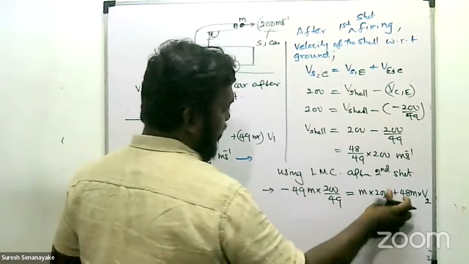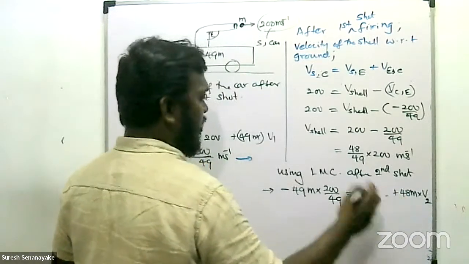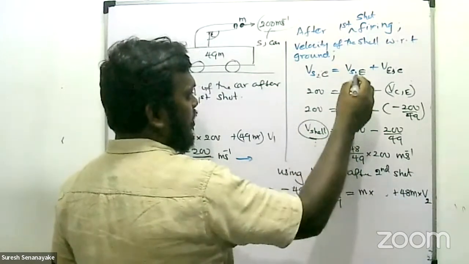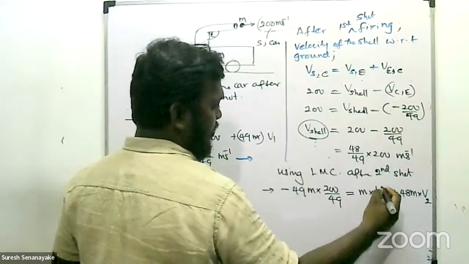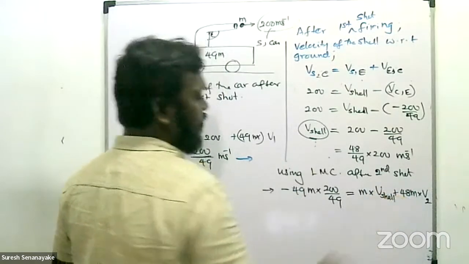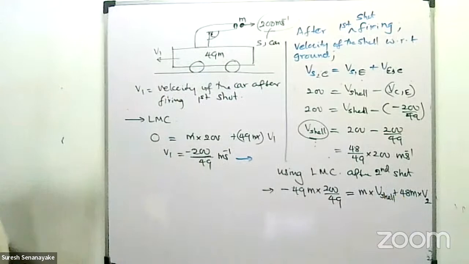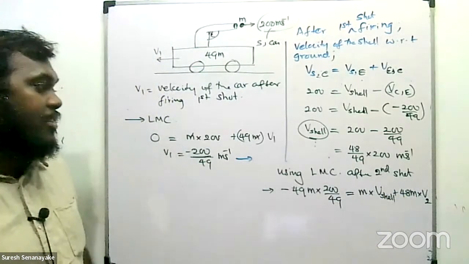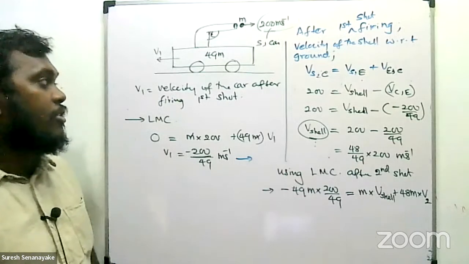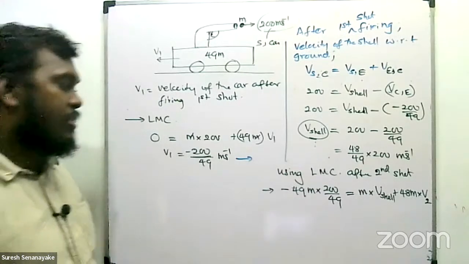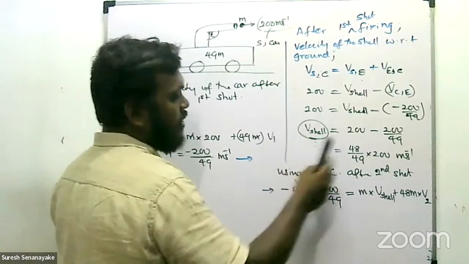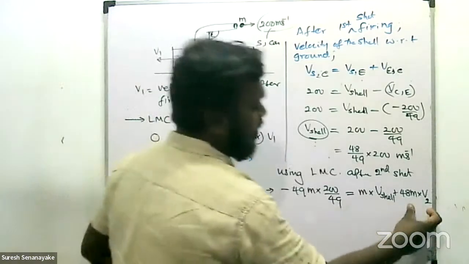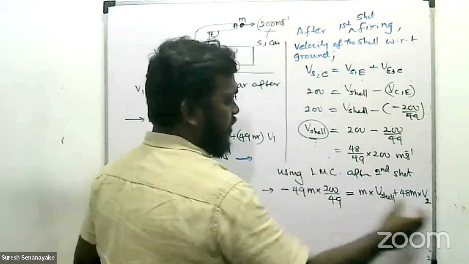Now this is not 200, right? Why? Its velocity is now the shell velocity with respect to the ground. So it is v shell. After the first shooting, the shell velocity you need to put there, not the 200. 200 is the velocity with respect to the cart. So this is the velocity with respect to the earth, because all the other terms we are writing there are with respect to the earth.